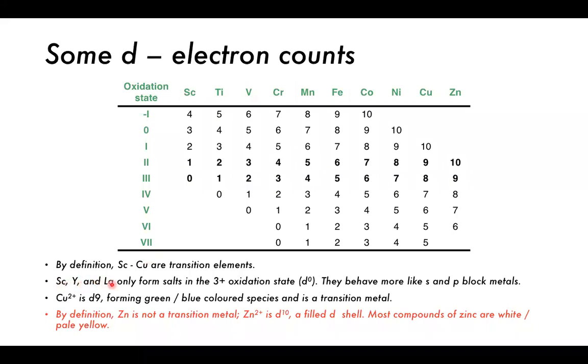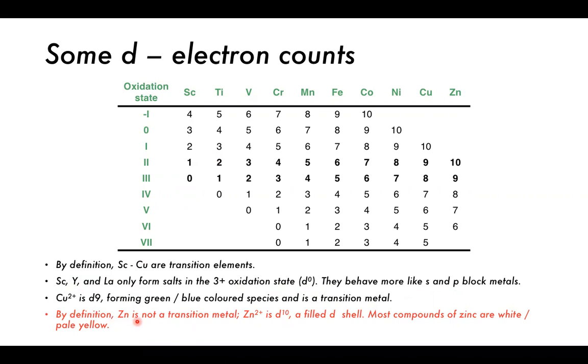Scandium, yttrium, and lanthanum only form salts with 3+ oxidation state, which is d0. So here, scandium typically forms the 3+ oxidation state. They behave more like s and p block metals. Copper 2+ is d9, forming green-blue colored species, and this is a transition metal. So, for example, copper sulfate has a quite famous blue color.